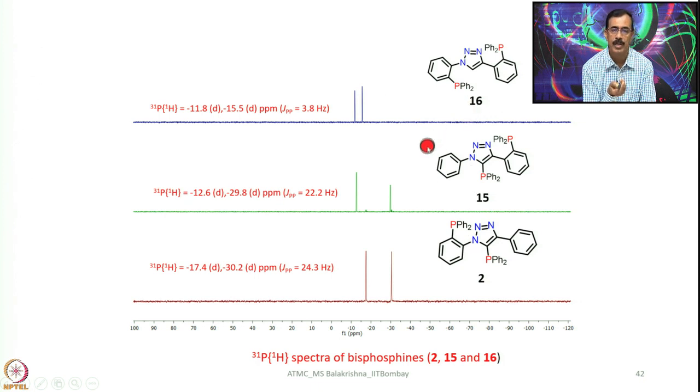I shall show you more interesting reactions that were monitored using phosphorus NMR when I go to the interpretative part after completing all aspects of coordination chemistry.